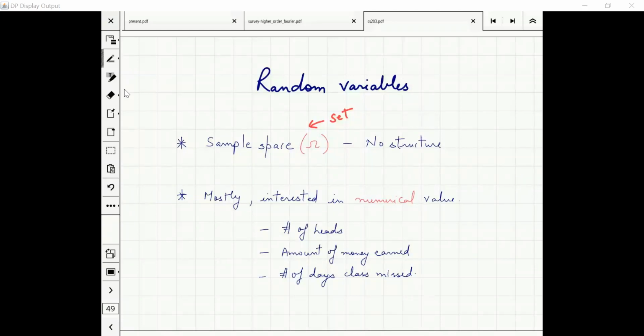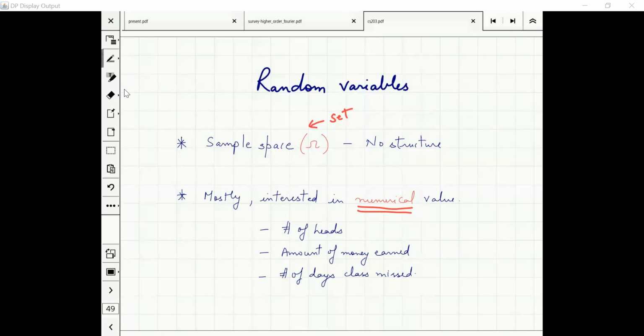In our definition, the sample space was just a set. It had no structure. But if you look at the random experiments which you had seen before, and which you're going to see in the future, most of the time there is some kind of numerical value. There is a number we are interested in. For example, if you toss a coin multiple times, let's say we are interested in the number of heads.